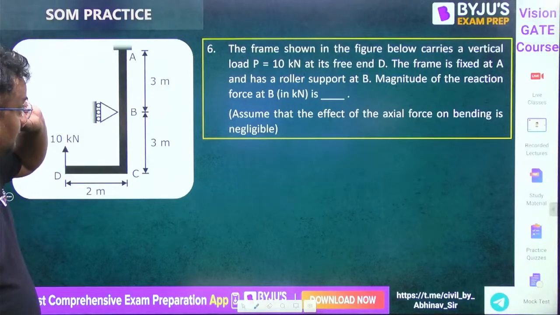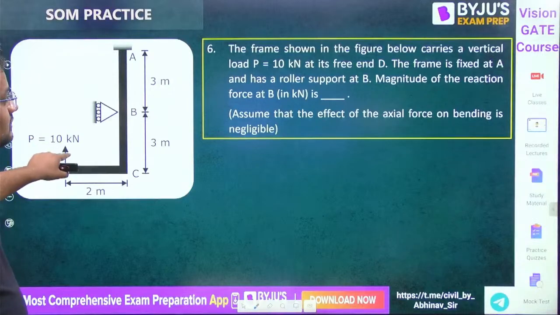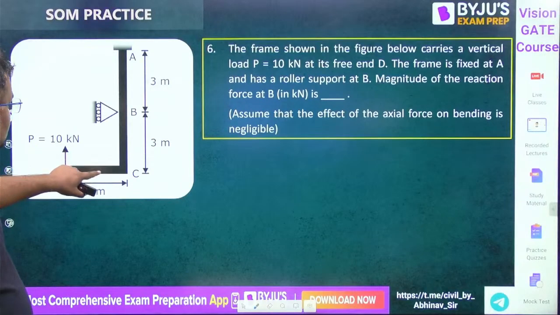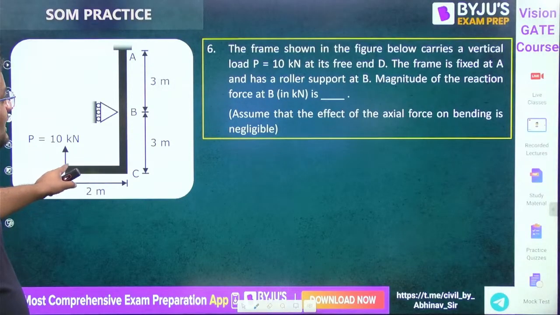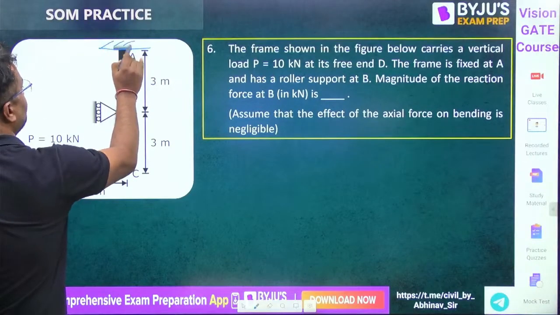Everyone, the frame shown in the figure below carries a vertical load P. Where is P? 10 kilonewton at its end D. Okay, it is applied at D. The frame is fixed at A. It is fixed here.